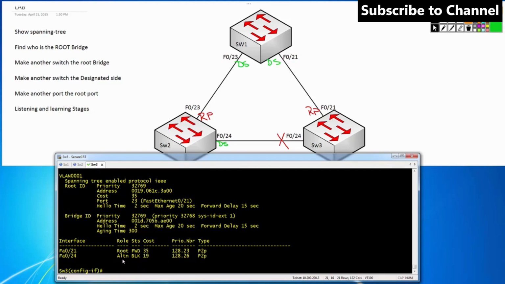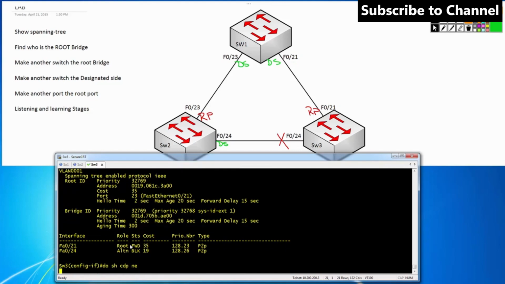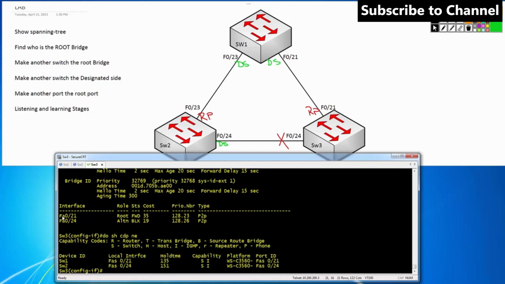Well, we find out who the root port is on that particular switch by doing show spanning tree. Then do show CDP neighbors. And this will tell us who I'm connected to. Fa0/21 is the root port. Fa0/21 is connected to switch 1.